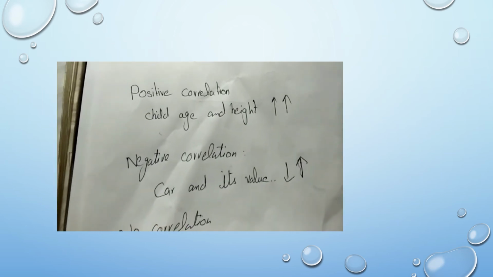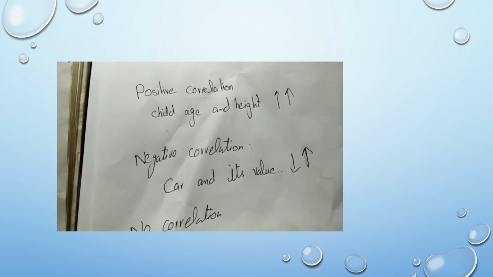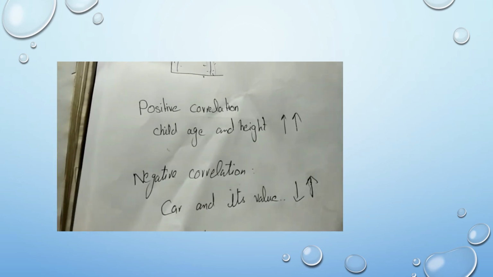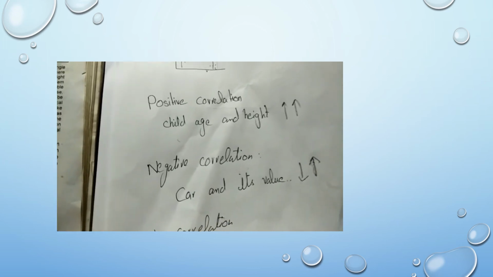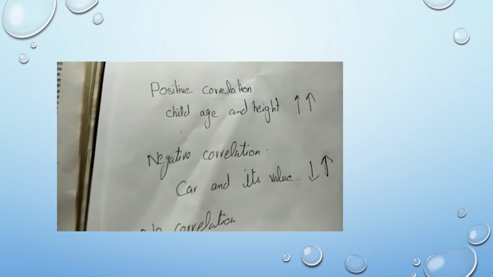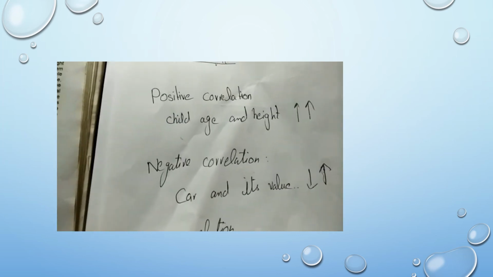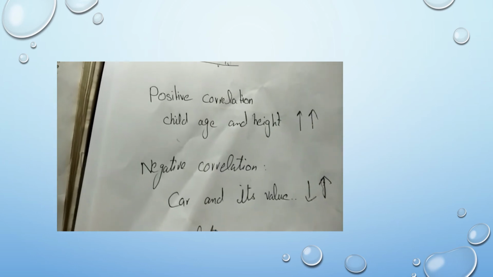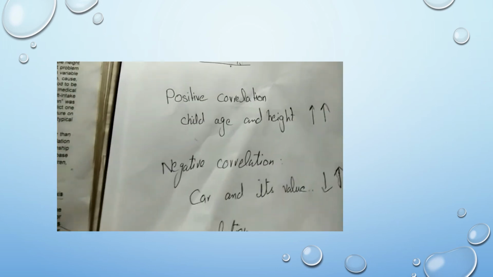Positive correlation, negative correlation, no correlation. In positive correlation, both variables, dependent and independent, increase. For example, with the age of a child, height also increases. In negative correlation, when one value increases, the other value decreases. Car and its value: with the passage of time, the value or the price of the car decreases.